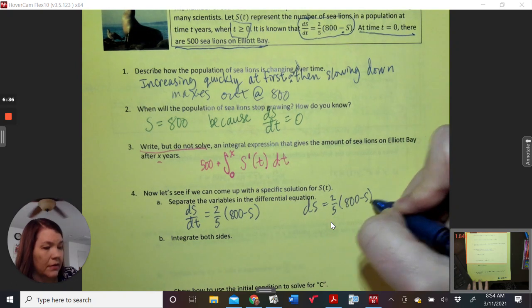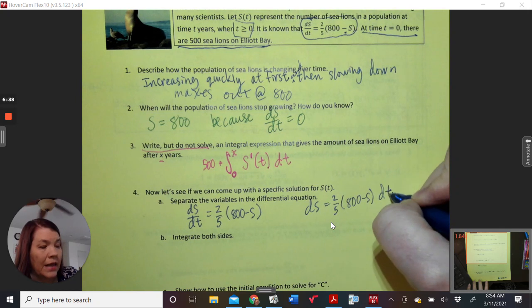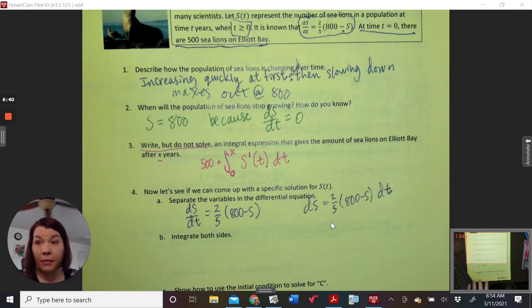dt and ds cannot be in the denominator. So as we separate things, we're going to get fractions all the time. ds and dt don't go in the denominator. I cannot make this point any clearer. I don't know how. Okay, so make sure. All right, here we go.